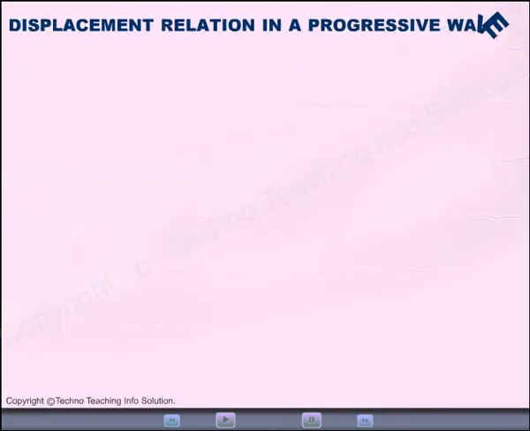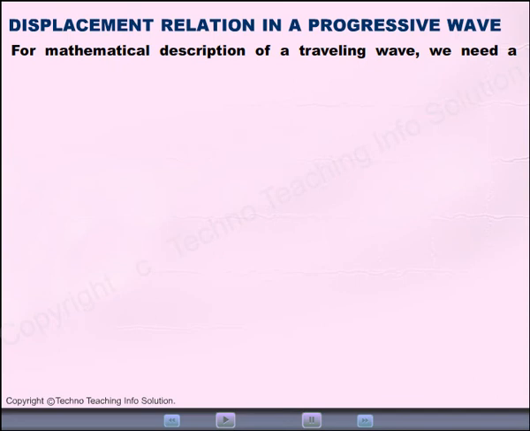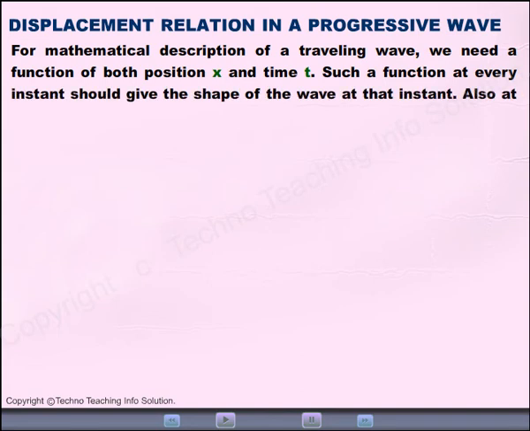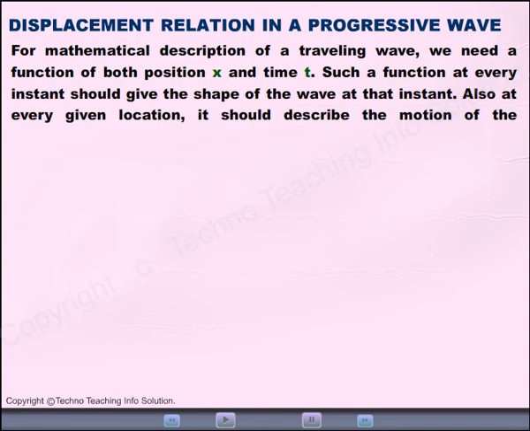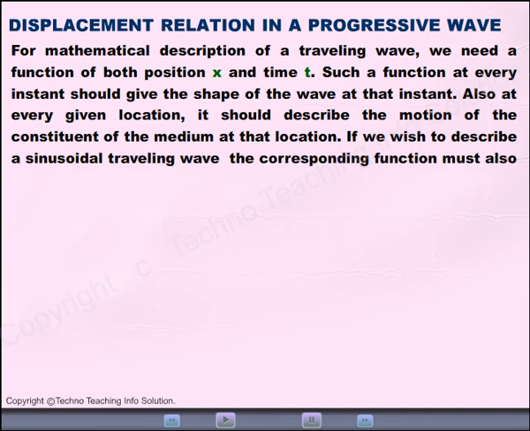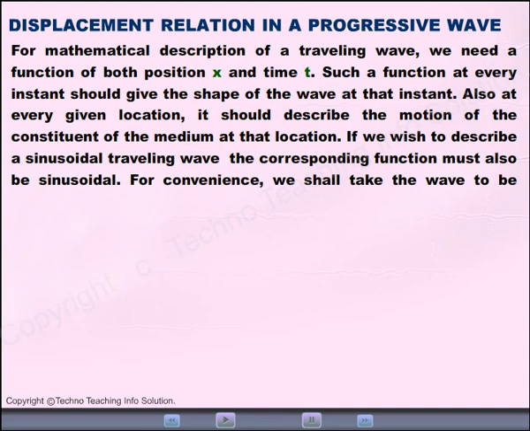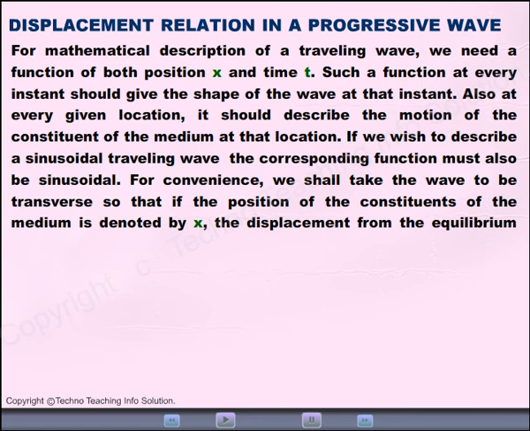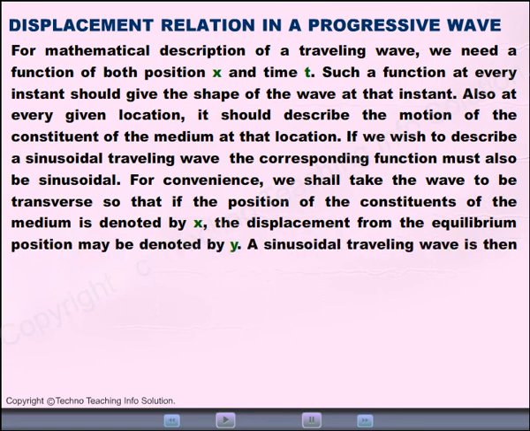Displacement relation in a progressive wave. For mathematical description of a traveling wave, we need a function of both position x and time t. Such a function at every instant should give the shape of the wave at that instant. Also, at every given location, it should describe the motion of the constituent of the medium at that location. If you wish to describe a sinusoidal traveling wave, the corresponding function must also be sinusoidal. For convenience, we shall take the wave to be transverse so that if the position of the constituents of the medium is denoted by x, the displacement from the equilibrium position may be denoted by y. A sinusoidal traveling wave is then described by y(x,t) = a sin(kx − ωt + φ). Equation 15.2.